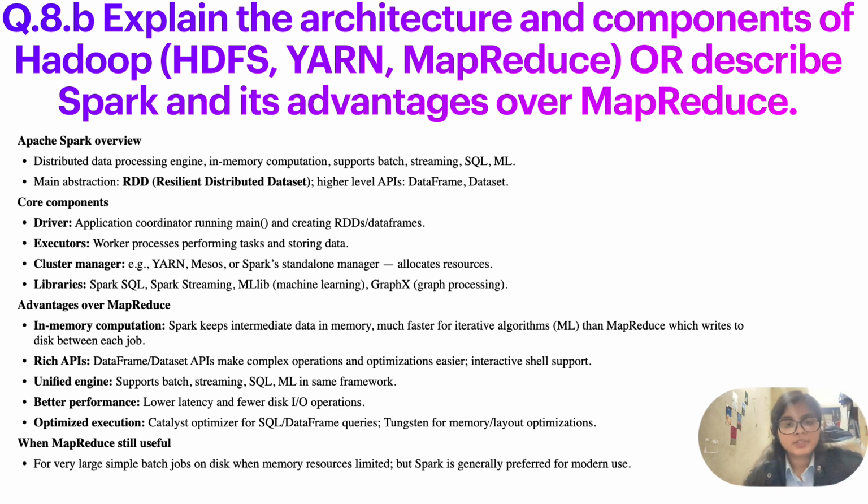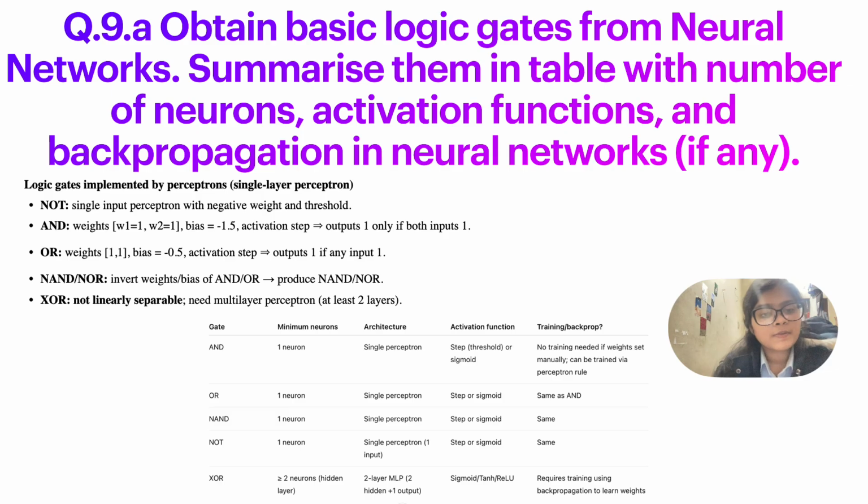Hence we are done with this question. Now let's solve the next, which is: obtain basic logic gates from neural networks, summarize them in a table with the number of neurons and activation functions, and backpropagation in neural networks, if any.